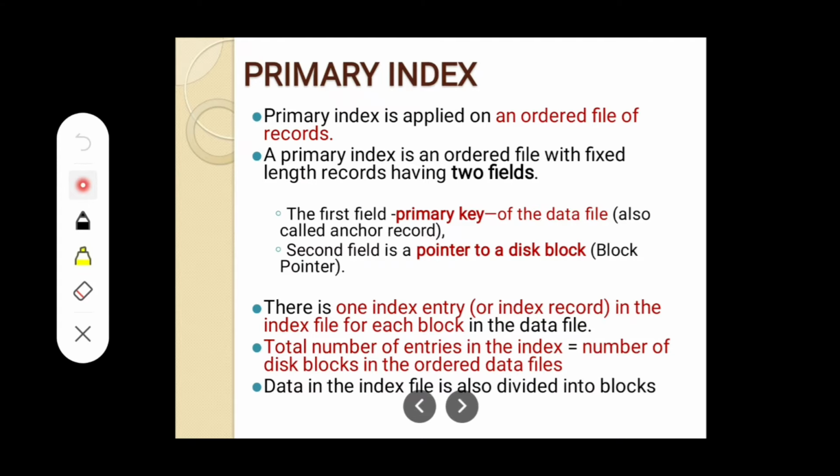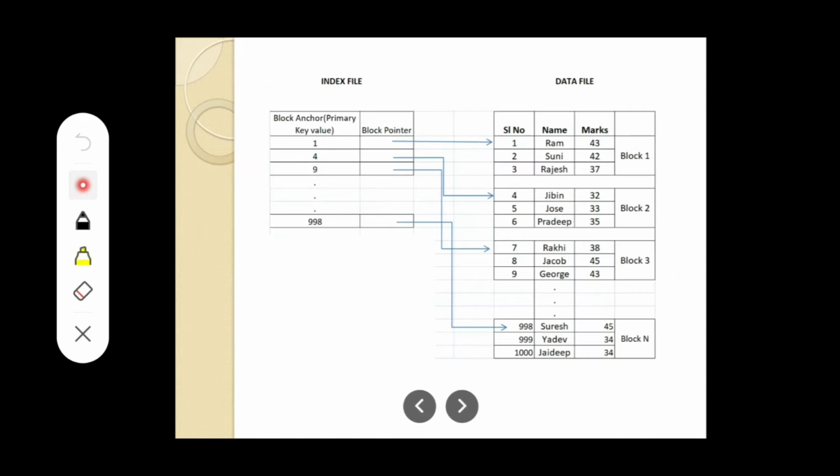Okay, so the primary index can be applied only if, what is the condition? Only if the data file is ordered. Only if the data file is an ordered file of records.